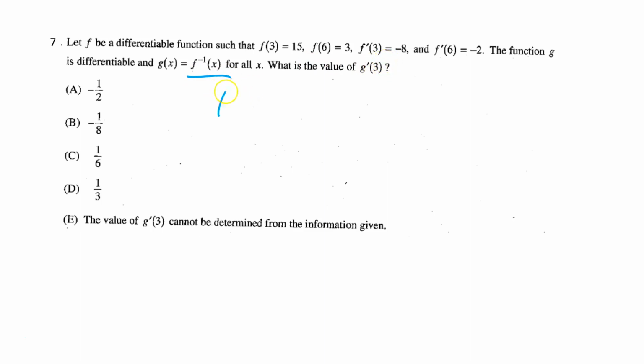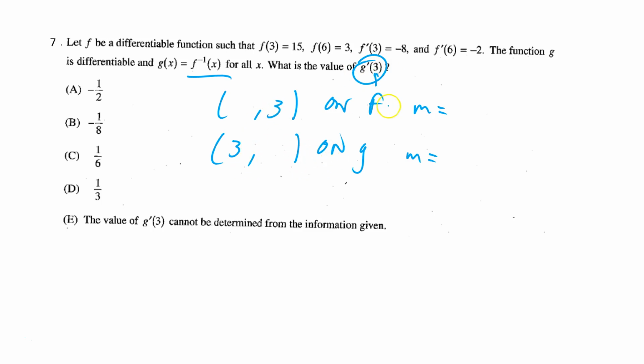So I'm going to have some point. With inverse functions, we always want to set this up. Some point is going to be on f, and then the mirror point, or the buddy point, is going to be on g, which is the f inverse. We're going to find the slope of each one by using the derivative of the first, and then the derivative of the second one is going to be the reciprocal. So let's see what we know. We want to find g prime of 3. So 3 is the x-coordinate on g. That means 3 is the y-coordinate on f.